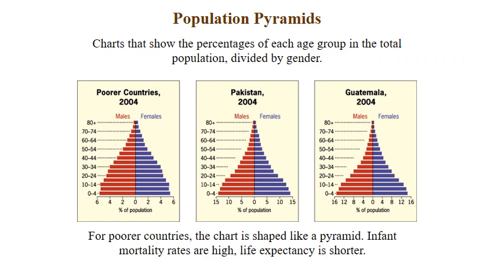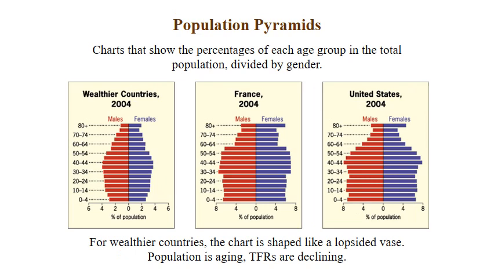For poorer countries, their population pyramids look like actual pyramids, with a broad base indicating high number of children, and life expectancy is generally shorter. For wealthier countries, the chart is shaped more like a lopsided vase, with a more narrow base than the pyramid of the poorer countries, where we see decreasing birth rates, and we'll also see an aging population, with more of the population being here on the top.